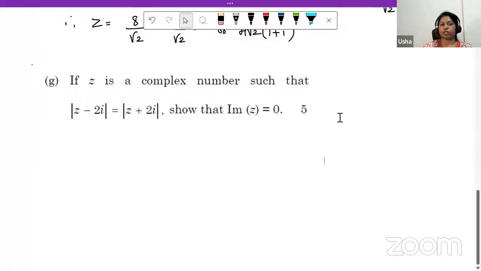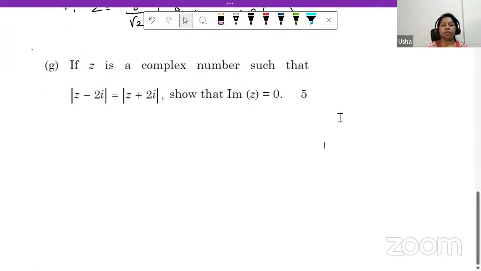And this is another question that keeps repeating. Here Z is a complex number such that modulus of Z minus 2i equals modulus of Z plus 2i. Show that Im Z equals 0. Okay, so Im Z is the imaginary part of Z. That is what is given, and you are supposed to show that it is equal to 0.